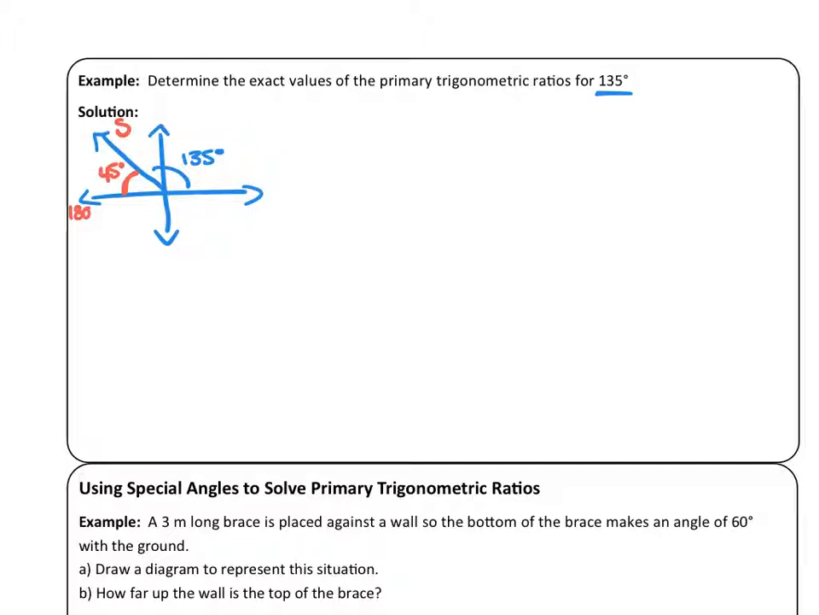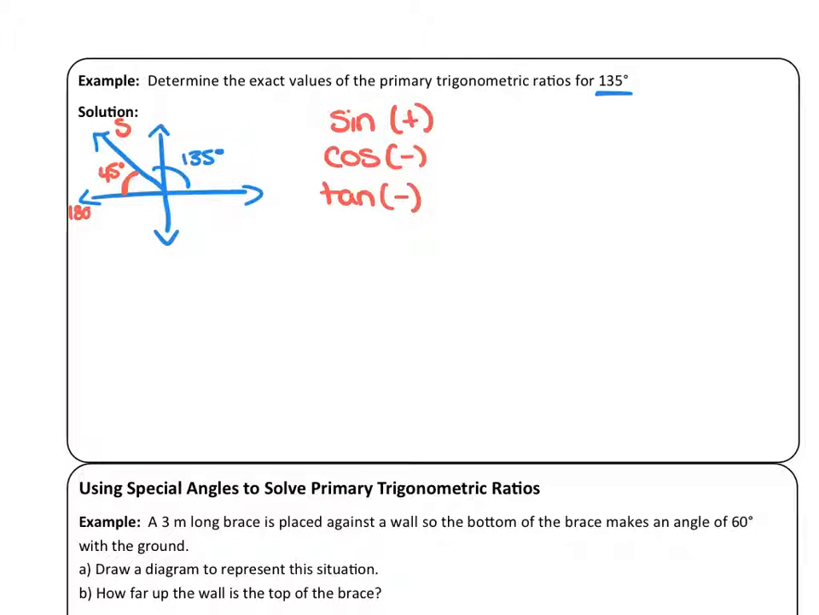I already know that for the angle of 135, it is in quadrant 2, so sine is going to be positive, cos is going to be negative, and tan is going to be negative. So let's just write that down. Sine is going to be positive, cos is going to be negative, and tan is going to be negative. I know that just from the CAST rule and which quadrant I am in.